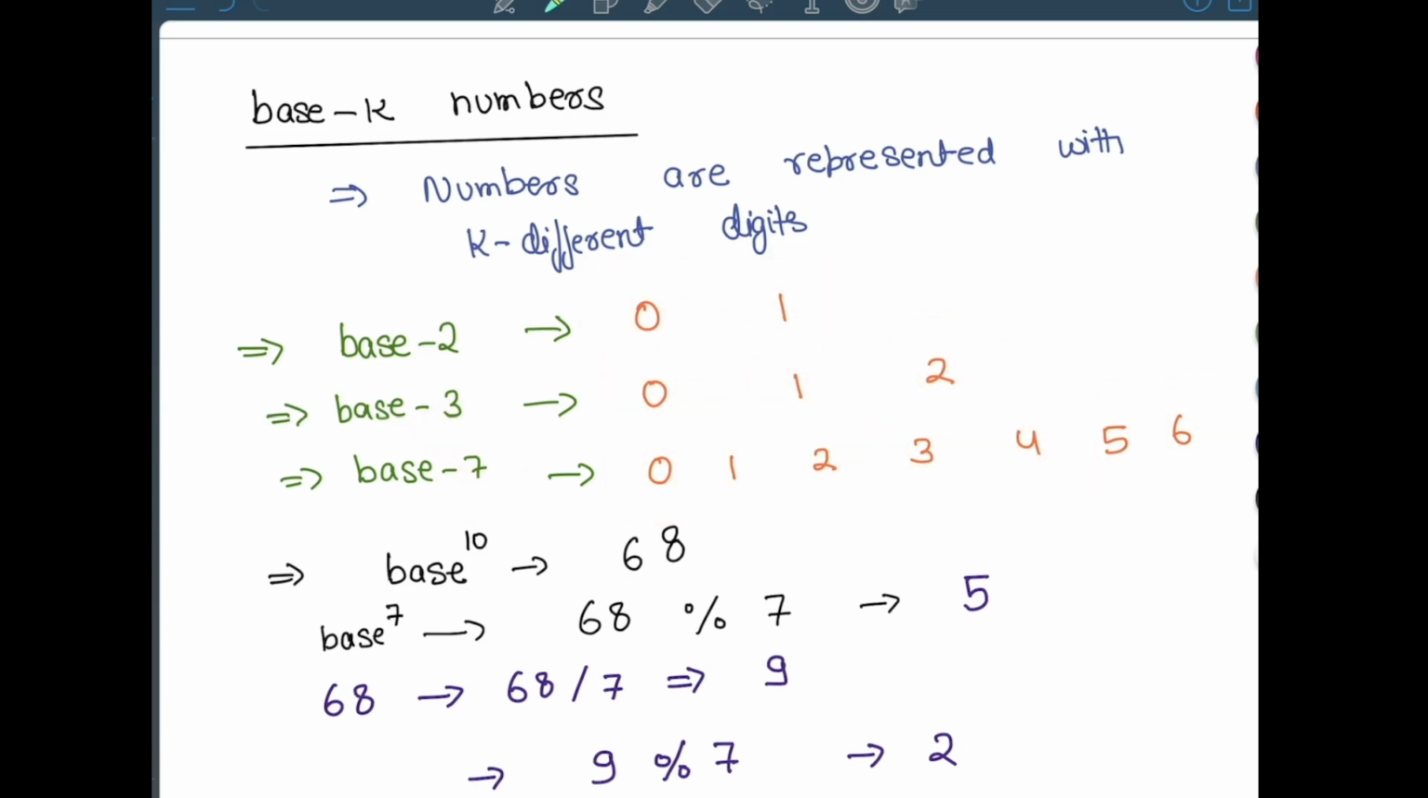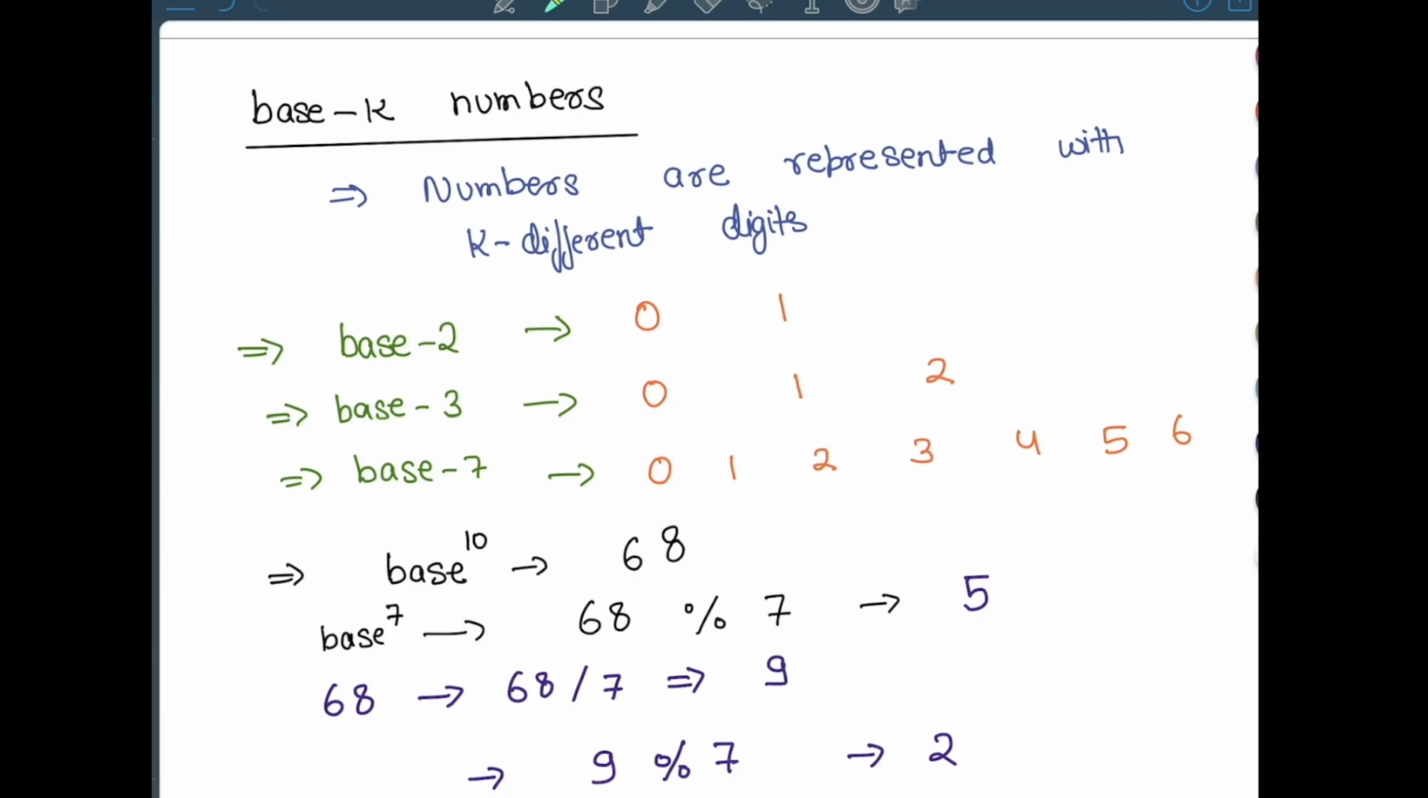Now, since the digits are starting with 0, the last or the highest digit is always going to be less than k. That is less than 7, 6; less than 3, 2; less than 2, 1. Even for base 10, the highest digit itself is 9, right? All the numbers are made with the highest digit 9, starting from the smallest digit 0.